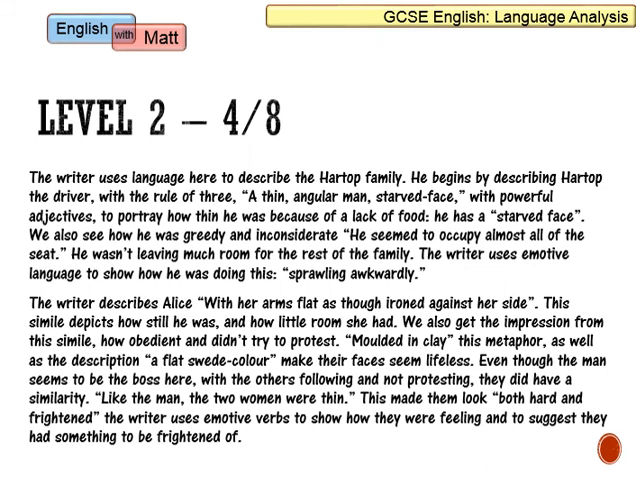Even though the man seems to be the boss here, with the others following and not protesting, they did have a similarity. Like the man, the 2 women were thin. This made them look both hard and frightened. The writer uses emotive verbs to show how they were feeling and to suggest they had something to be frightened of.